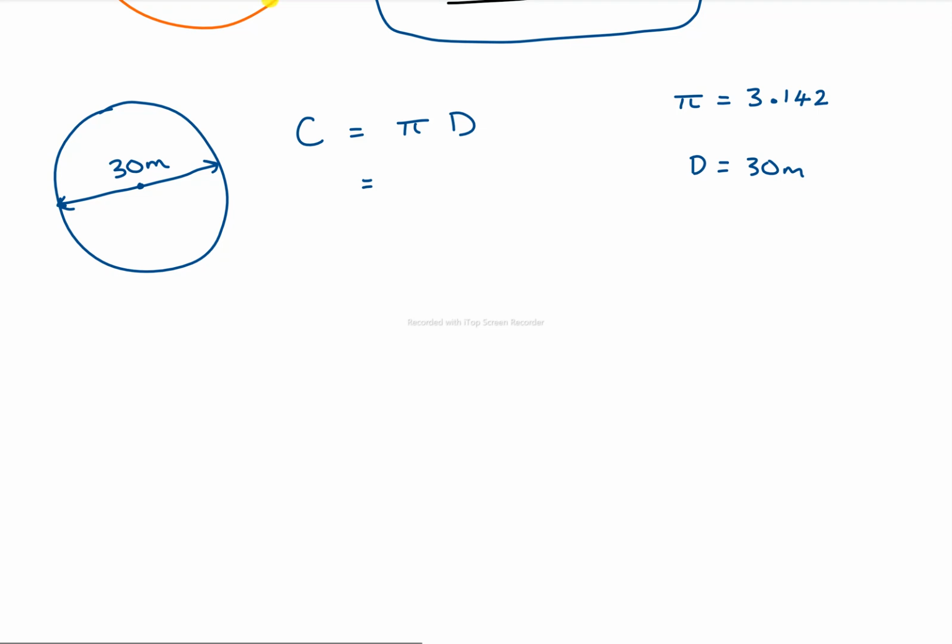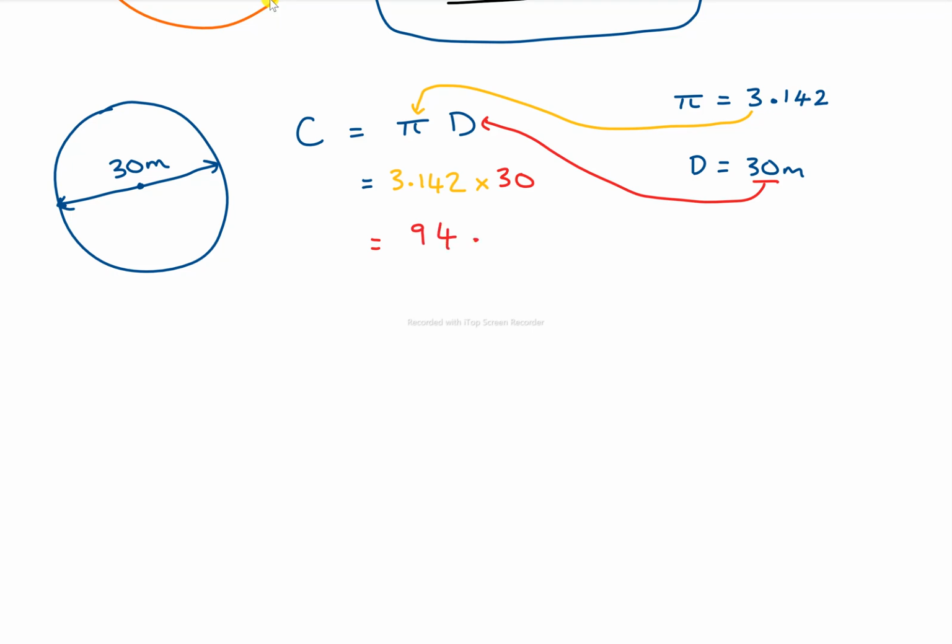So all we do, you know, when we talk about substitution, we take this number and we replace pi. So it becomes 3.142 times the diameter, 30. Right. And we do that. So let's do that. 30 times 3.142 equals 94.26. And remember, circumference is like a perimeter, and you measure perimeter in meters.